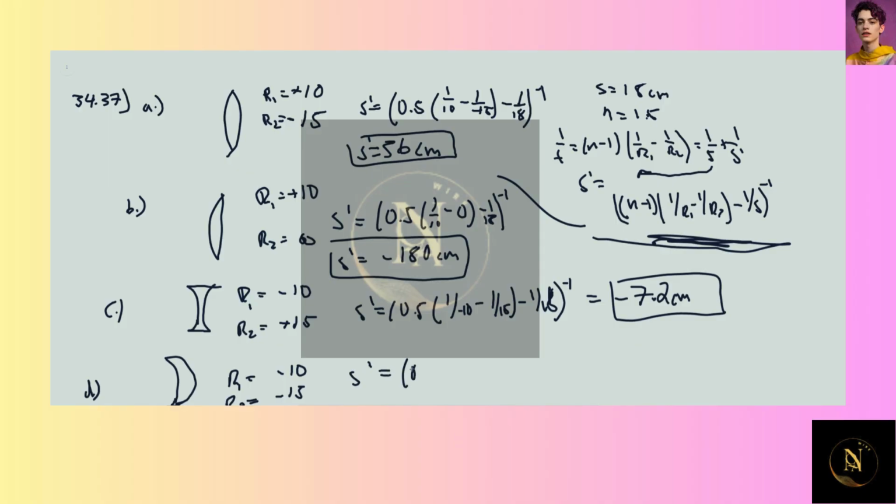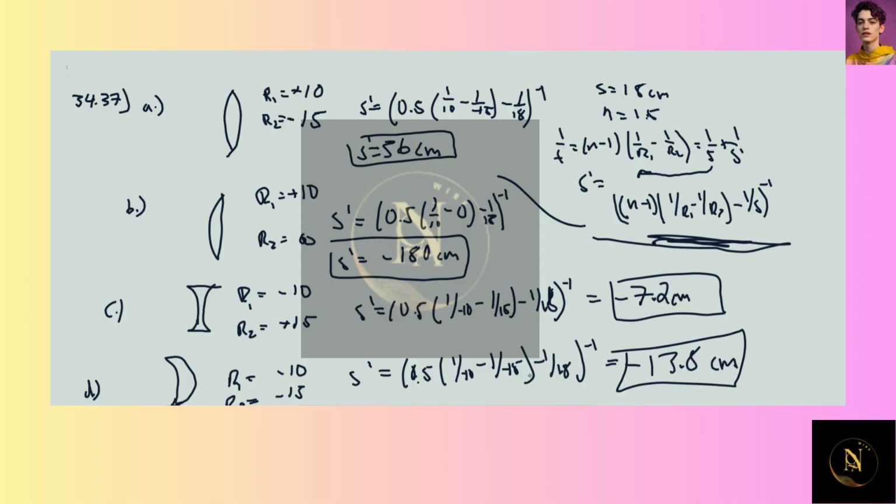Lastly, let's plug in for part D. We have 0.5 times 1 over negative 10 minus 1 over negative 15 minus 1 over 18, all inversed. And again, we're going to get a negative number here. So this is negative 13.8 centimeters. Cool. So again, negative on the left. So for all three, the B, C, and D cases all have images on the left side of the lens, while case A is going to have one on the right side of the lens.